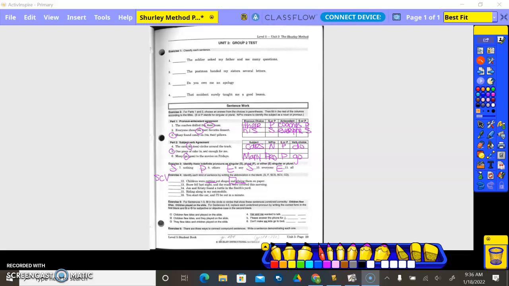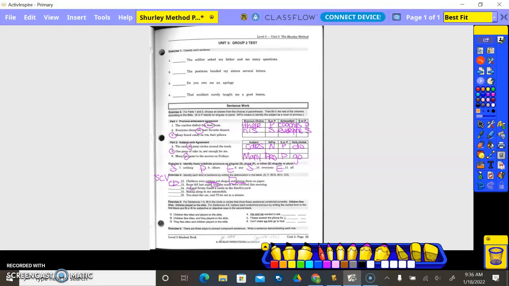Snow fell last night and the roads were covered this morning. So we have the comma and the word and. So what kind of sentence is that? Just a compound sentence, right? Since they added the punctuation, that just makes it a compound sentence. Okay. Now, if they don't have punctuation and there's the word and, it's connecting either subjects or verbs.